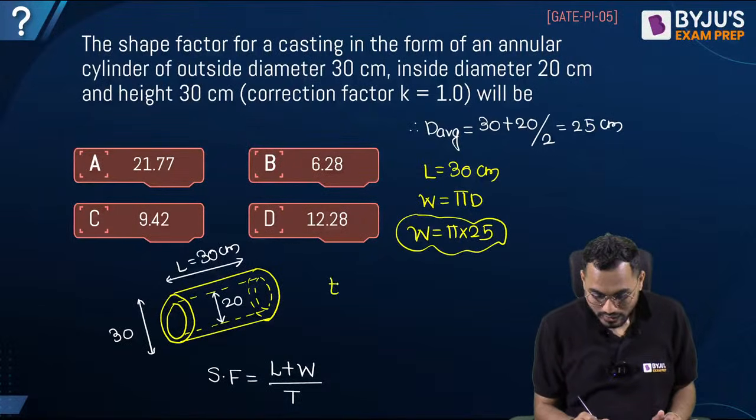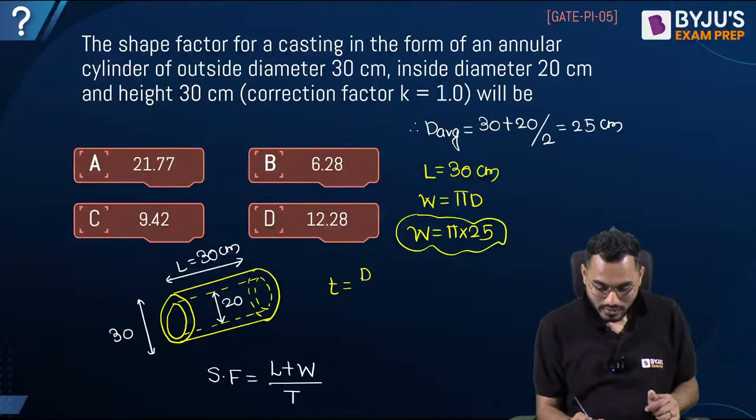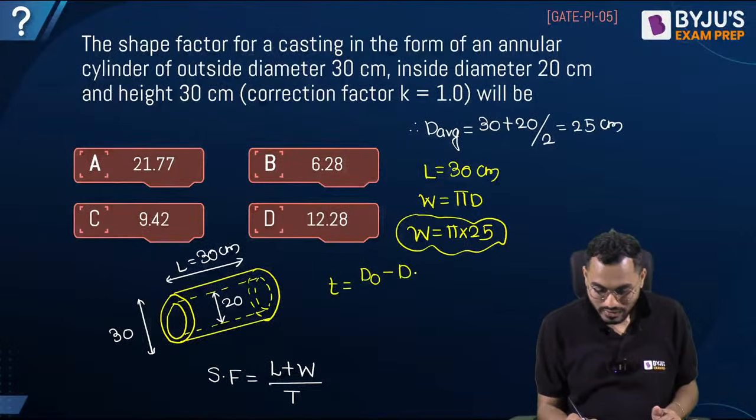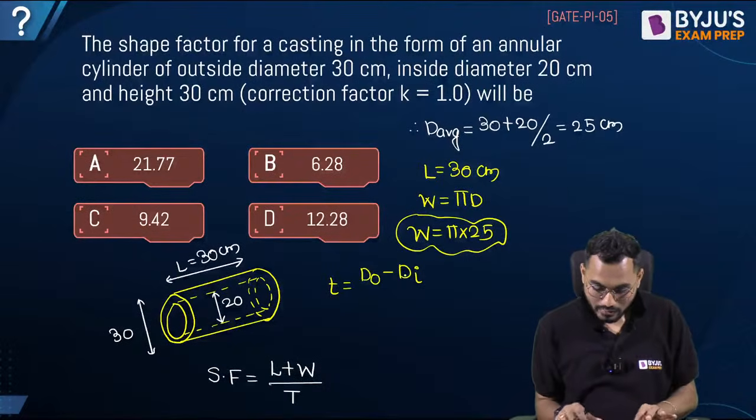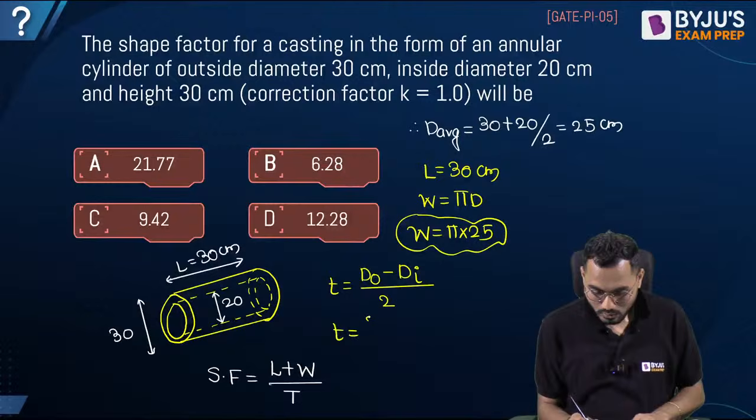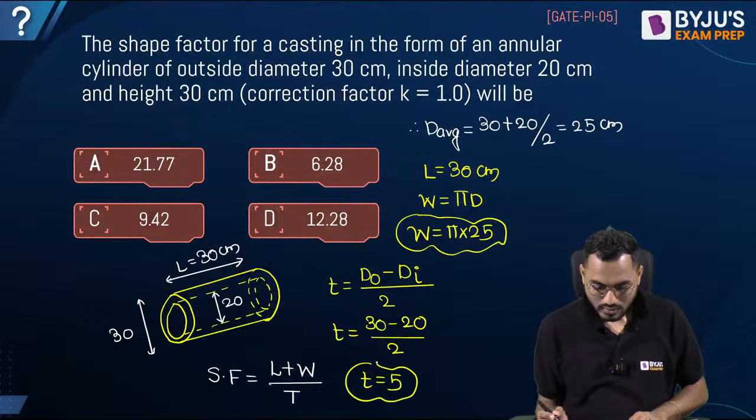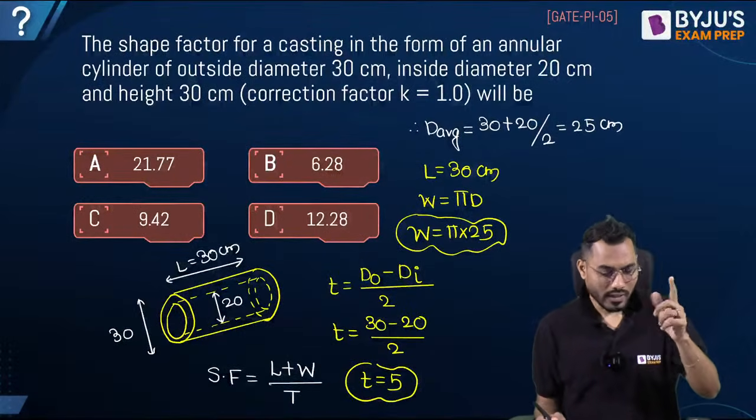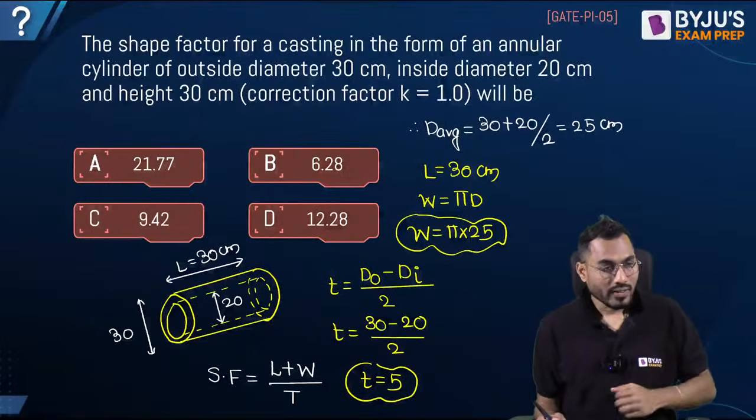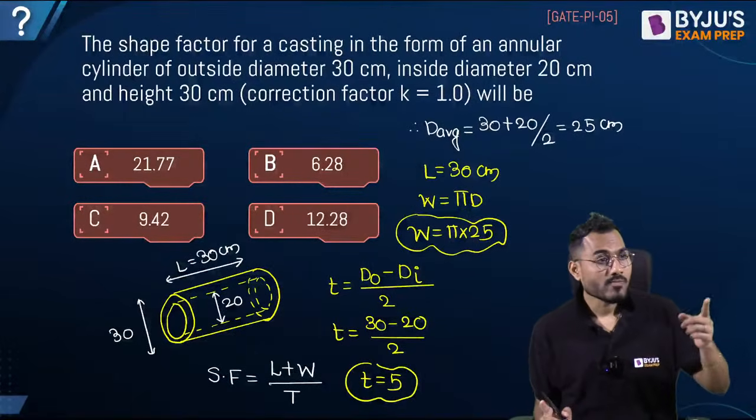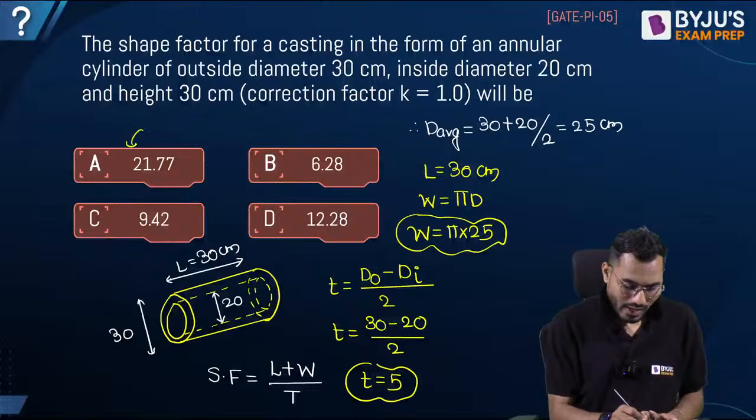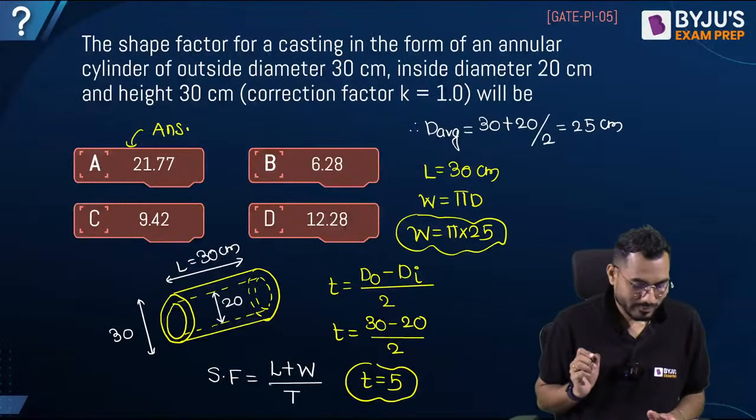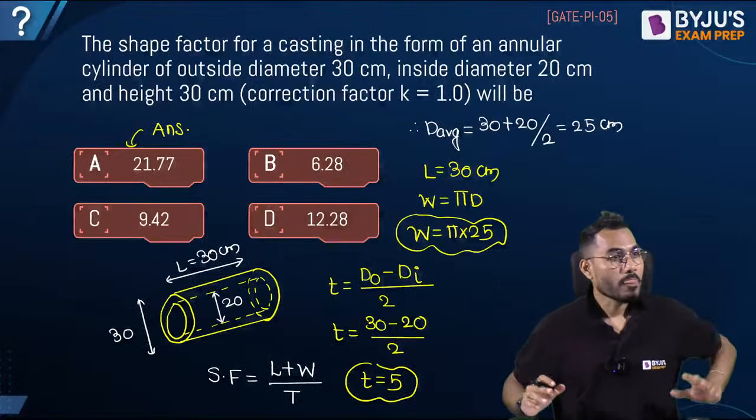And what is the thickness? Thickness is exactly equal to outside diameter minus inside diameter, divided by 2, which is 30 minus 20 divided by 2, that is exactly 5. Is it coming 5? So length plus width divided by thickness, what is the answer? 21.77. Absolutely correct. 21.77. Is it okay?